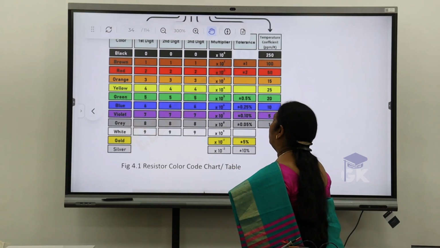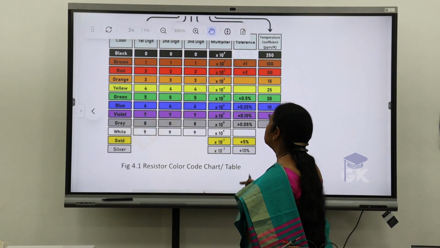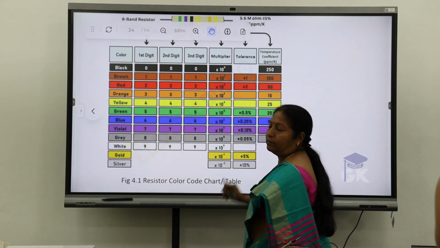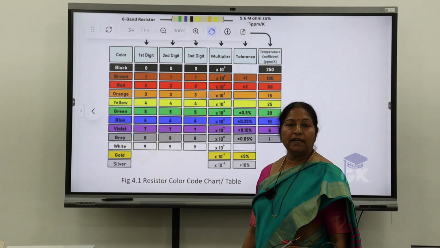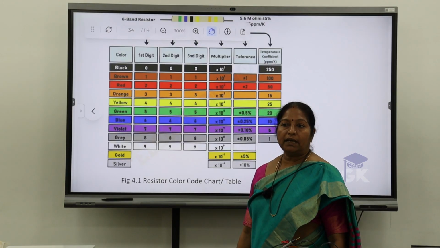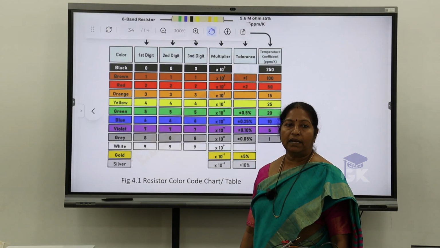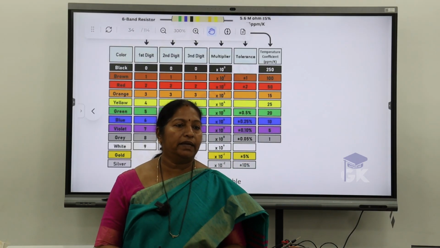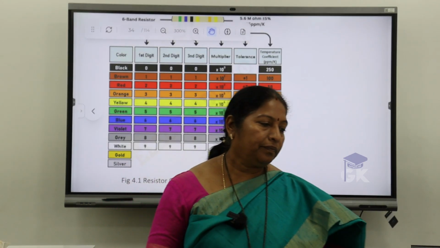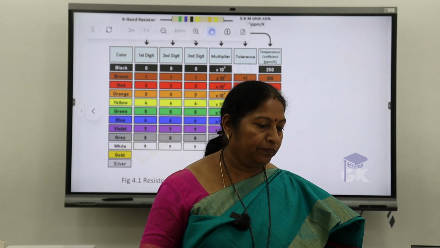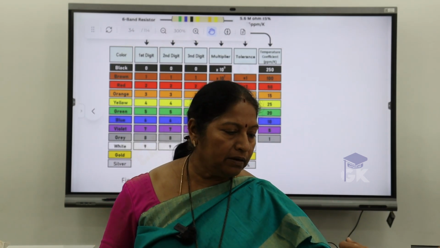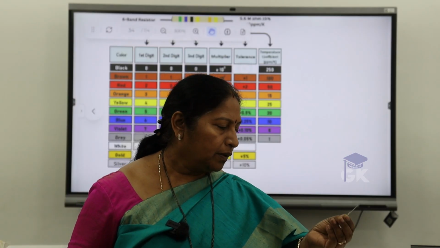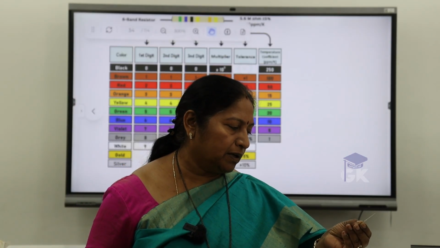Look into this color code. Suppose the tolerance band is brown. The meaning of that is the tolerance is plus or minus 1%. What is the value of your resistor? What you have taken is 47K. So what is the tolerance band? Gold. Gold means plus or minus 5%. Okay, plus or minus 5%.